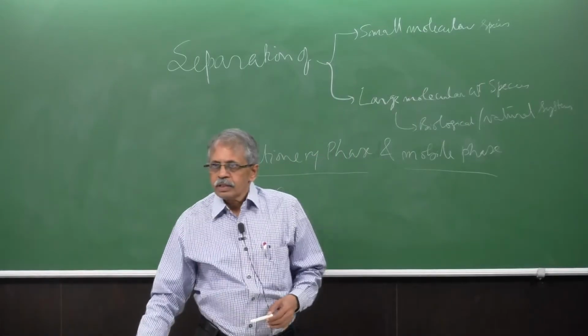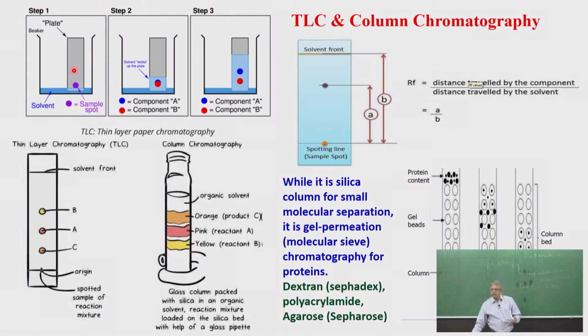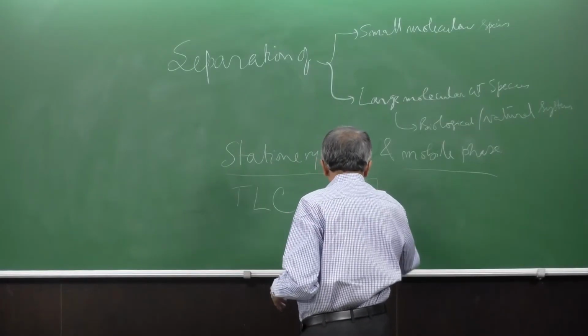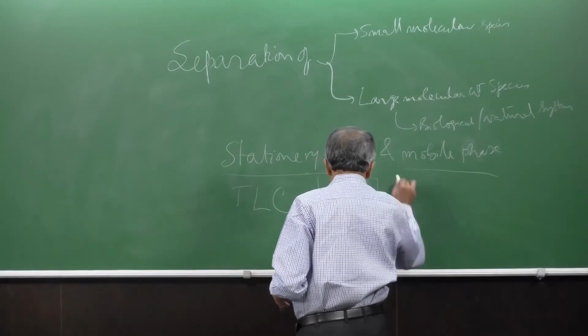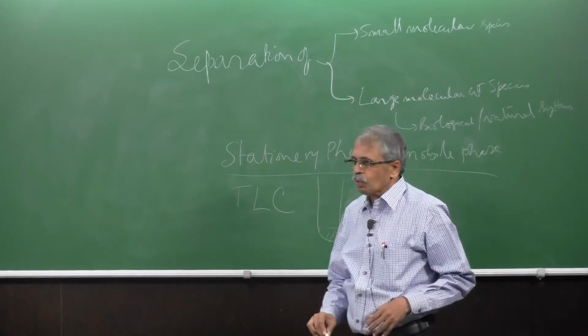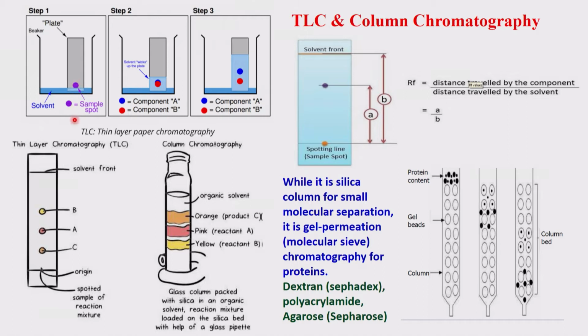Here, this is basically an outer jacket, which is a beaker. You have some solvent kept in it, and this is a small plate which is coated with a silica gel kind of coating. You put this into the beaker. This is your liquid, and you put your compound or mixture as a spot there. So you put one spot of your compound, and now you leave it.